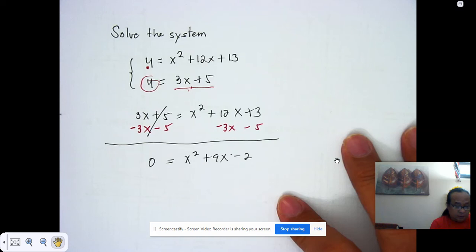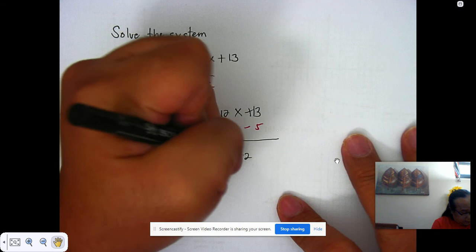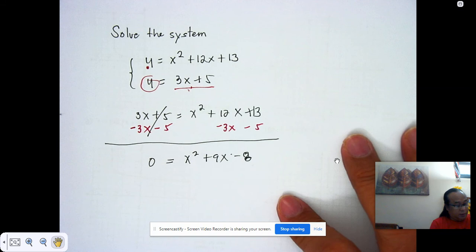Oh, 13, I'm sorry, it's 13. So it's going to be 13 minus 5, that gives me 8. Okay, there you go. I'm sorry, I said copy 13, it's supposed to be 13 right there. Okay? So this one, I can factor this one out, okay?